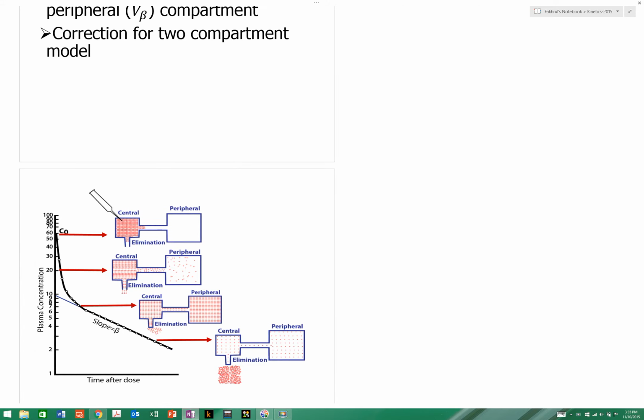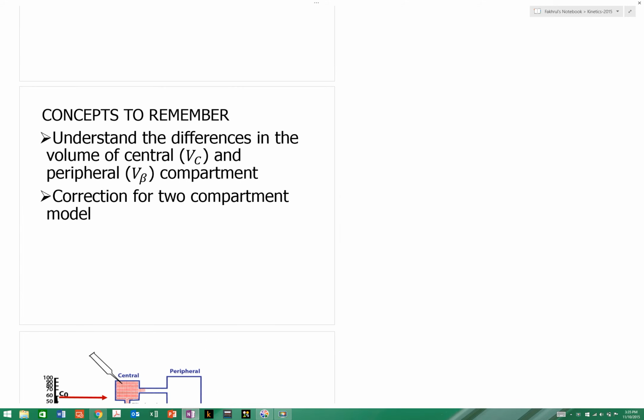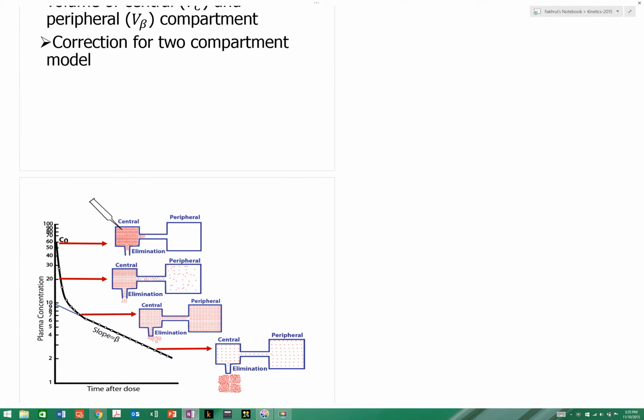Hello, this is the preview video for multi-compartment kinetics. It's the second one. This is going to be a very quick video, I hope, because I will just briefly explain 2 or 3 concepts.